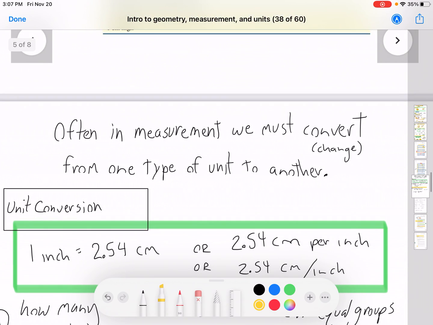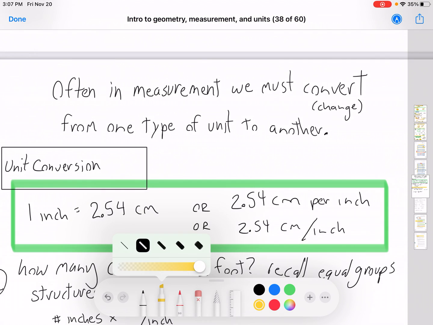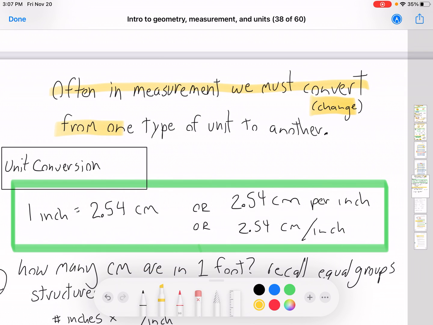All right. So oftentimes in measurement, we must convert, which means to change from one type of unit to another. This is referred to as unit conversion. So one way we can convert from the metric system to the standard system is that we know 1 inch is equal to 2.54 centimeters. We could also say there are 2.54 centimeters per inch.